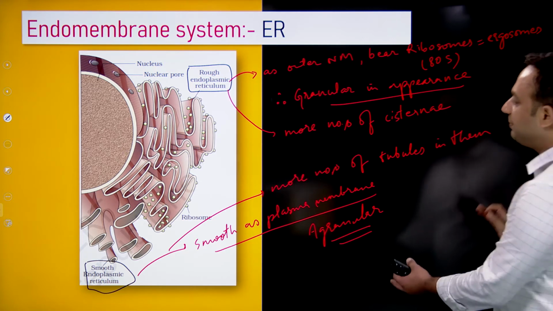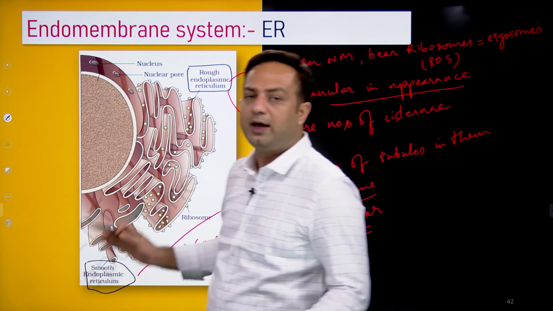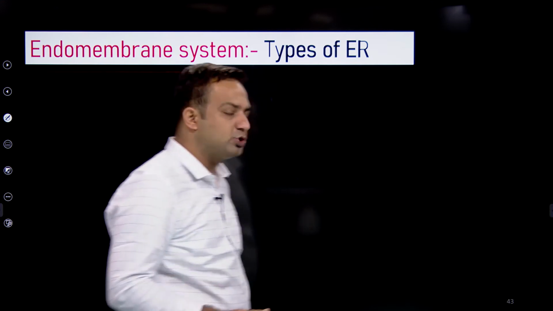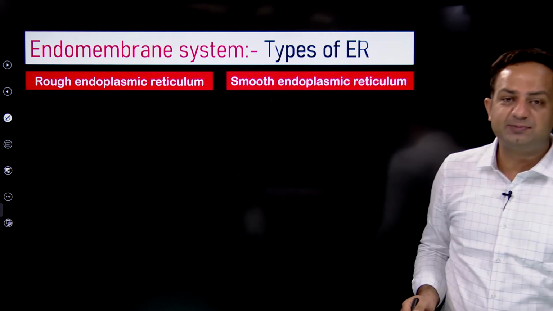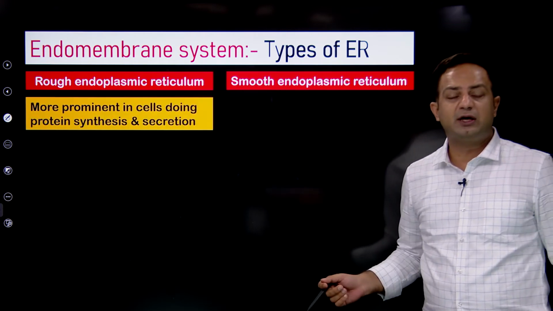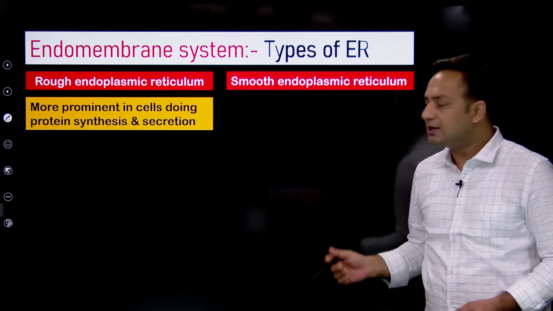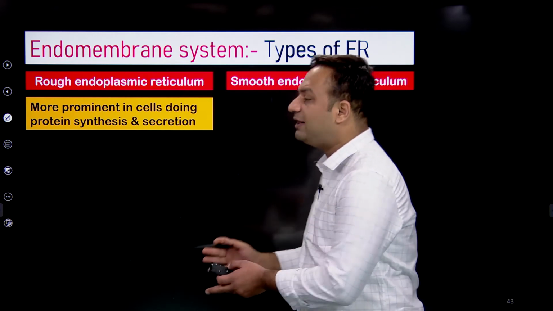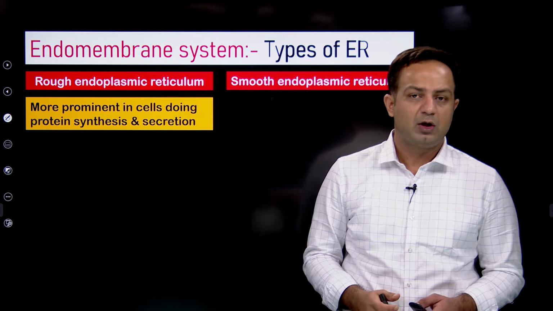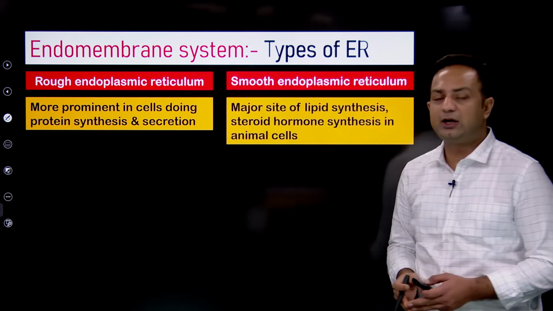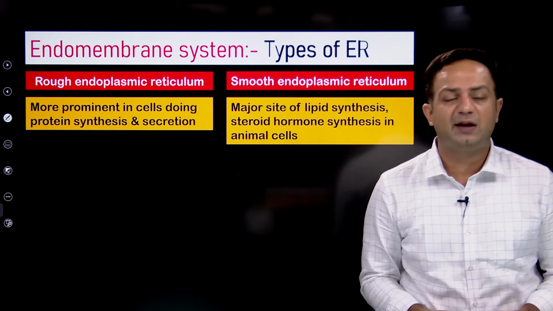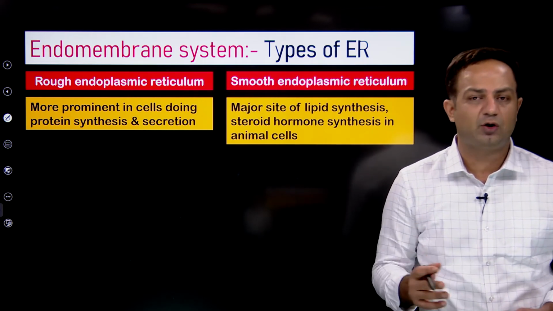These are the things we can mention about the endoplasmic reticulum, the types. Type 1 is the rough endoplasmic reticulum, type 2 is the smooth endoplasmic reticulum. The rough endoplasmic reticulum bears ribosomes on the surface, so it is prominent in cells which are performing protein synthesis and secretion, whereas the smooth endoplasmic reticulum is the site of lipid synthesis, and in animal cells it is the place of synthesis of steroids.